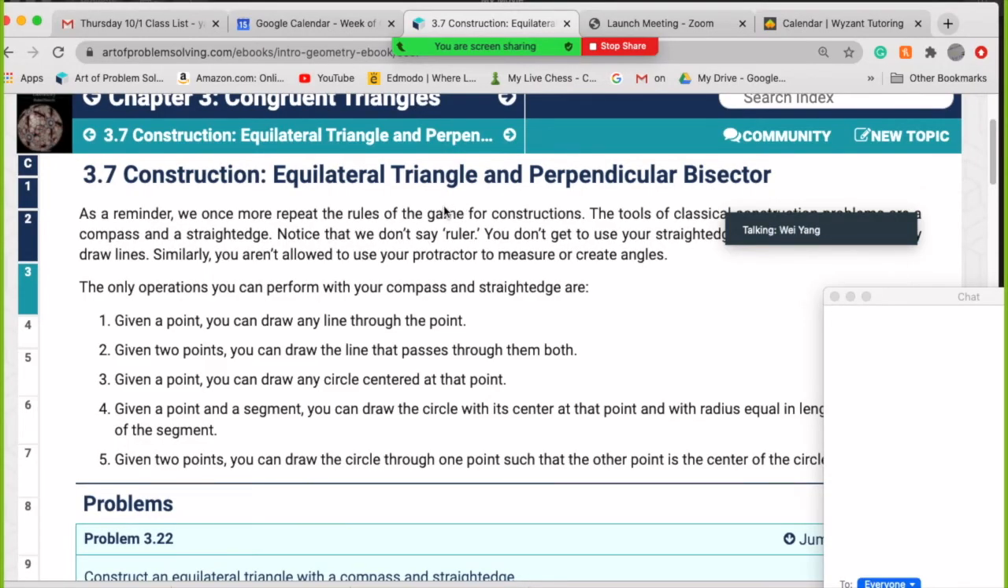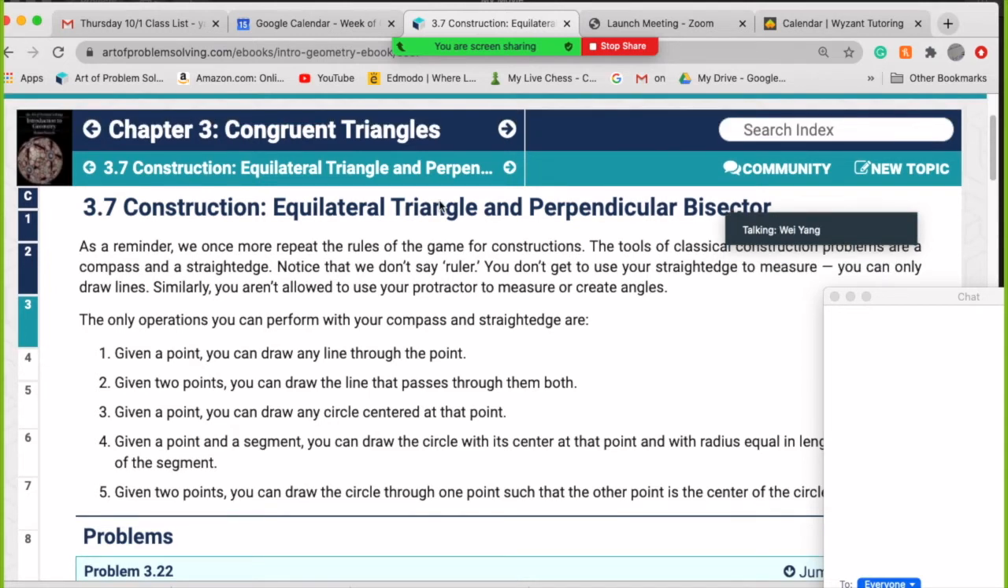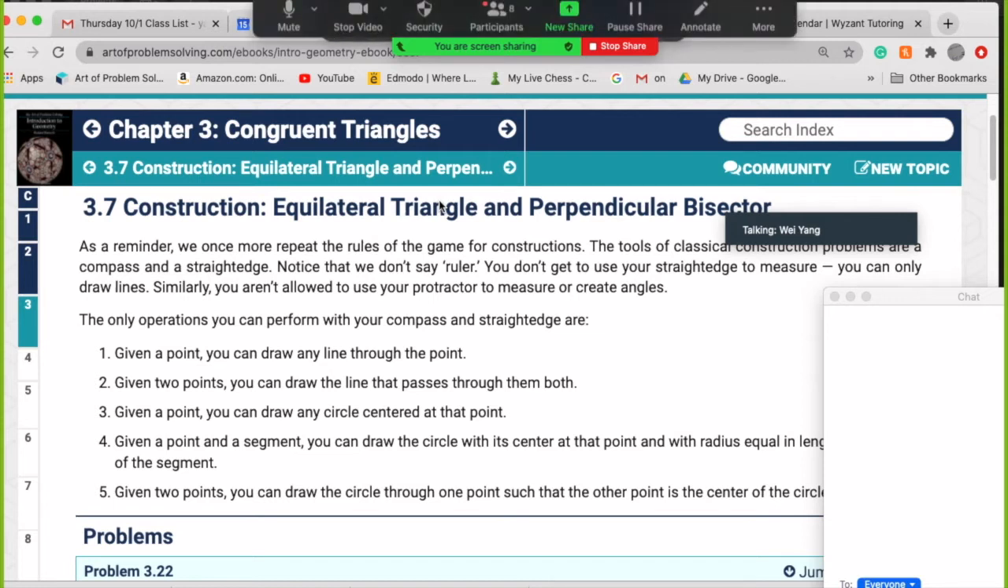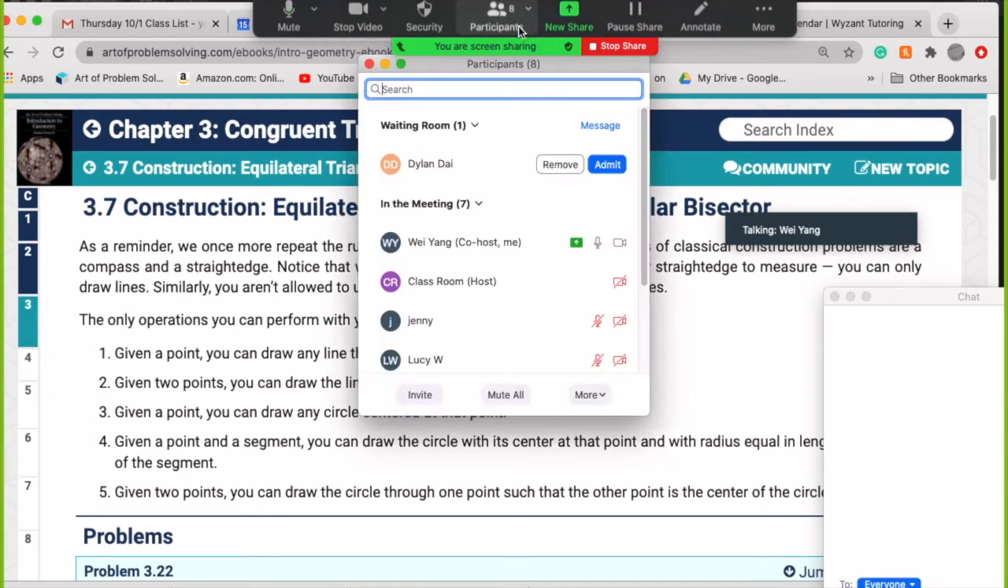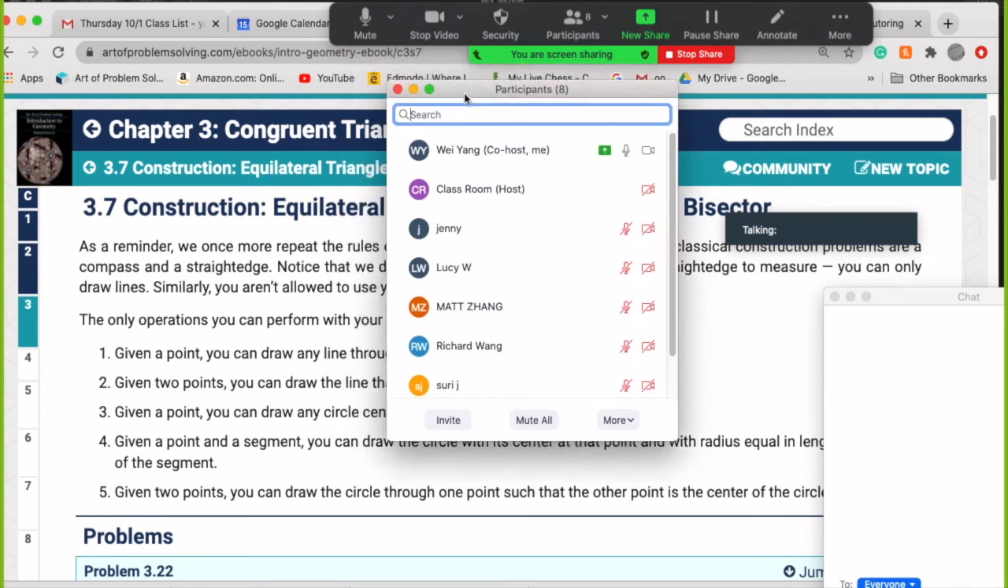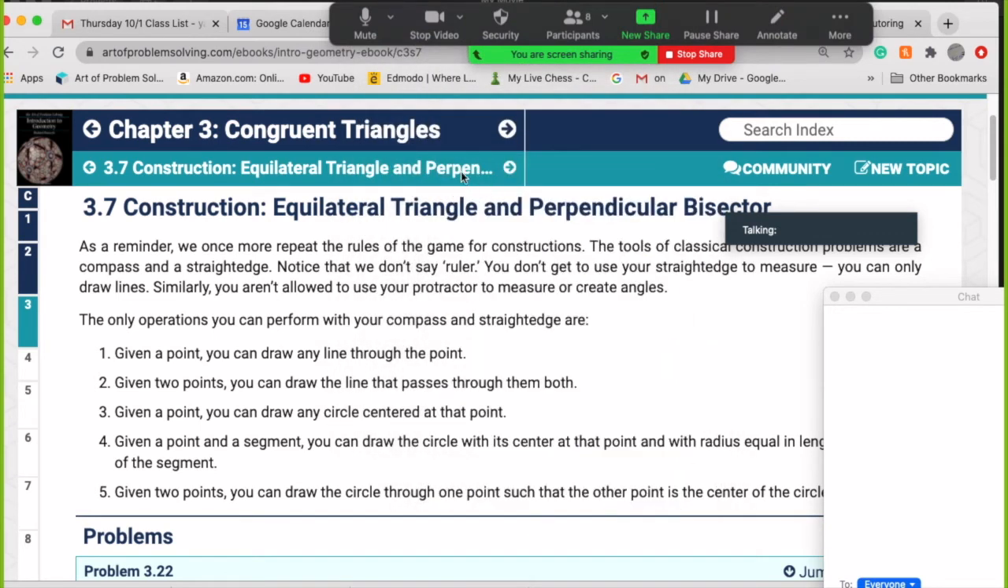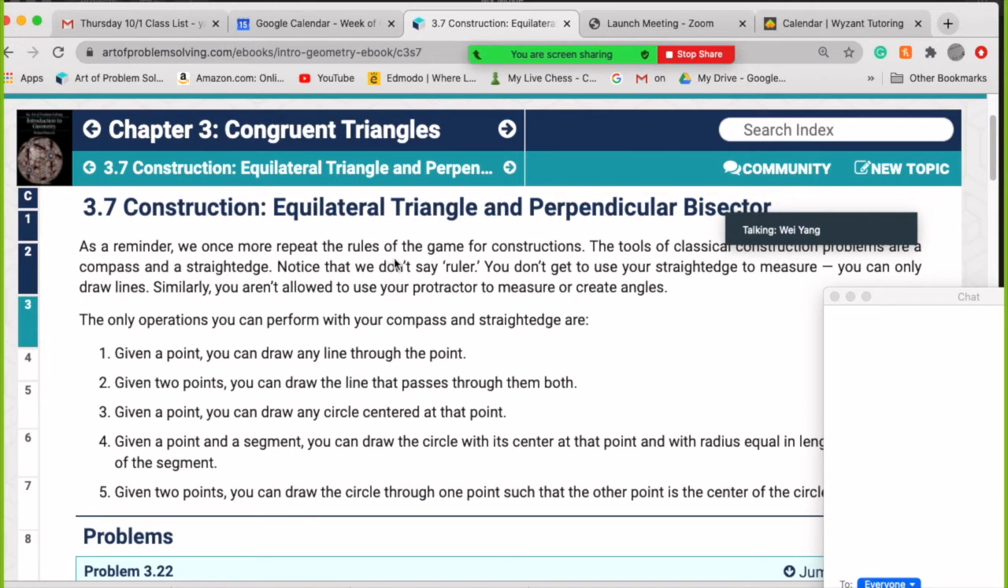So, yeah, today we continue to learn chapter 3, section 7. This section will help you to build figures like a triangle, a perpendicular, or an angle bisector, using the knowledge that we learned, okay? So now let's see the first one.